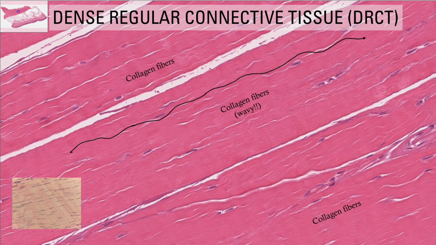Between the numerous collagen fibers, there are very sparse amounts of ground substance. Occupying space between the fibers are the fibroblasts. The only structure you can make out is the highly elongated and compressed fibroblast nuclei.